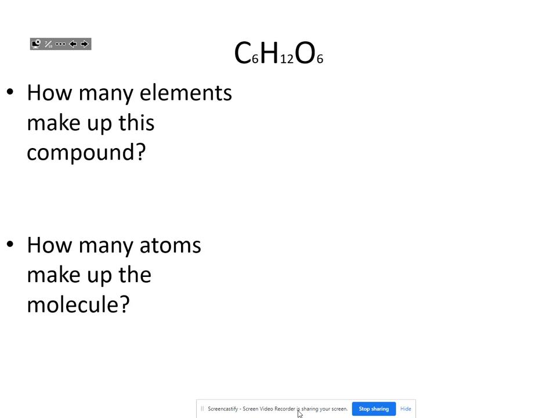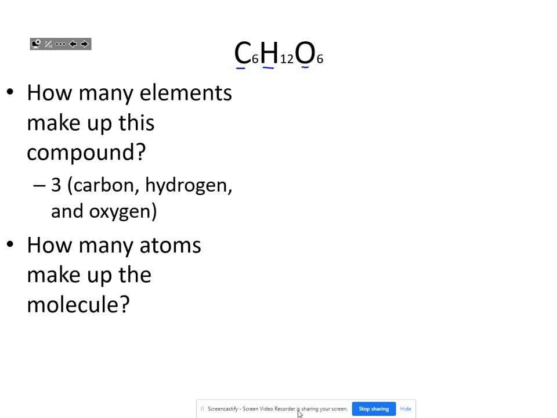All right. Now in this one, this is glucose from photosynthesis. How many elements make up this compound? When we look at the number of elements, we have carbon, we have hydrogen, we have oxygen. That's 3. 3 different types of elements make up the compound.